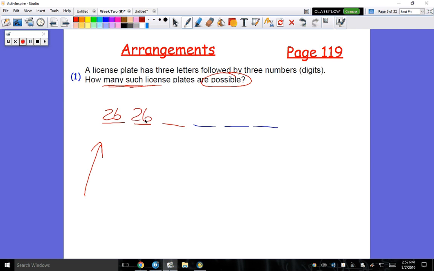26. Third? 26. The biggest reason why you put 26, 26, and 26 and not 26, 25, and 24 is because it never said without replacing it. Okay, this is with replacement. That means as soon as you pick that letter out, you can throw it back into the bag, if you will, and you can choose it again for the next letter. Okay? How about for the numbers? How many digits can you choose from? 10, because it includes what digit? 0. So you could have 10 for this one and 10 for this one.